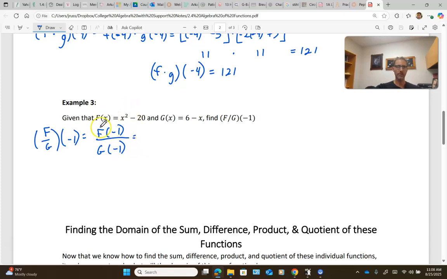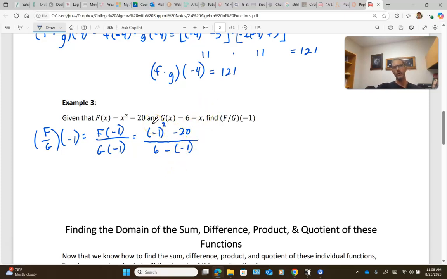All right, so what I'll do here in the numerator, I need to figure out what capital F of -1 is. Well, that just means plug -1 into capital F. And so this would become -1 squared minus 20, over, and then I'll do the same thing for G, plug -1 in. You've got to be careful here though, because this is 6 minus, and then you plug in the -1, okay?